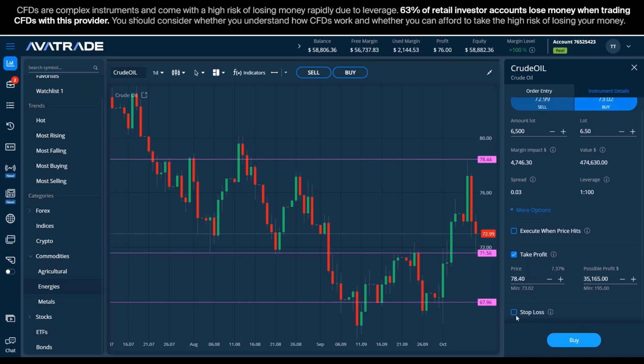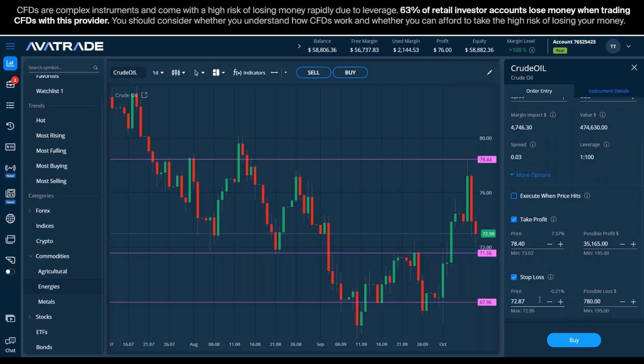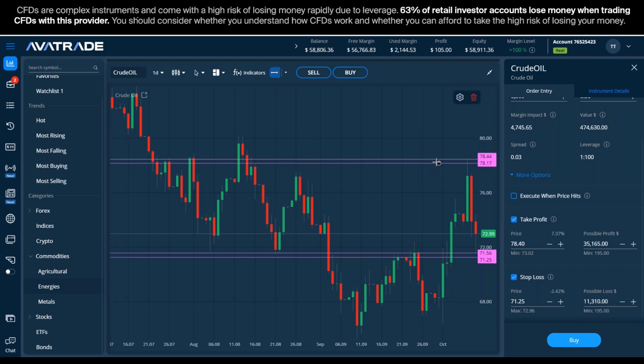So stop loss, say 71.25. Okay. So I got it below that line here. 71.25 is right about there. Okay, so I'm below today's low. Take profit before this high up here, 78.4, which is so close to that line. It looks like one line, but just below that high without having to break it. We'll just have to test it.